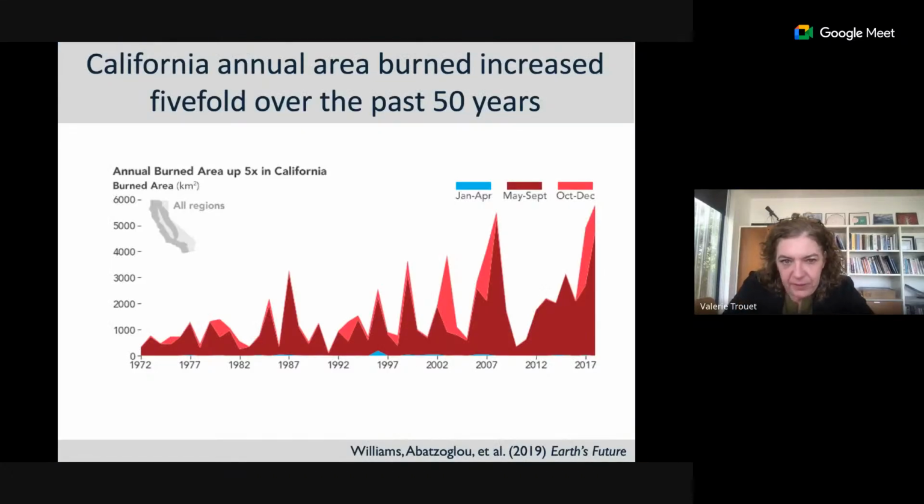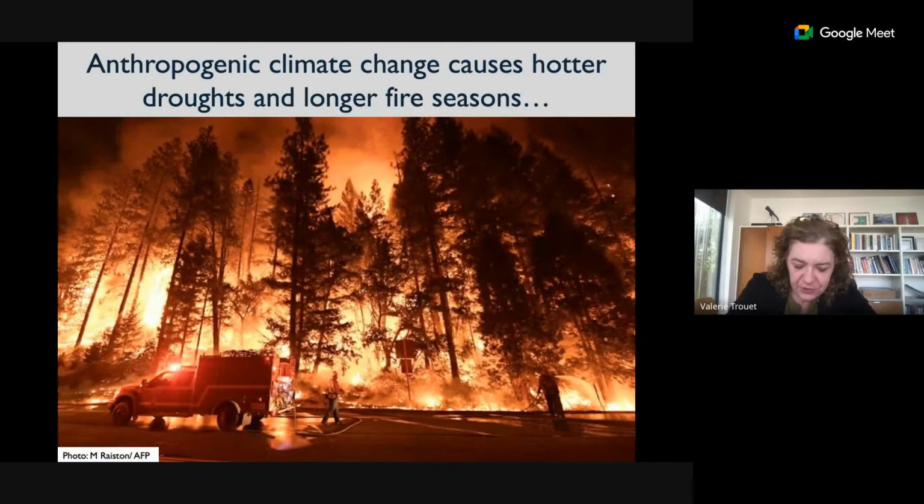Most of you are probably aware that in recent years, not just California, but the entire American West is struggling with increased annual area burn. In California, over the past 50 years, you can see the graph here, annual area burn has increased fivefold. And so, of course, that's related to anthropogenic climate change, hotter droughts, more droughts, longer fire season. That all contributes to an increase in wildfire.